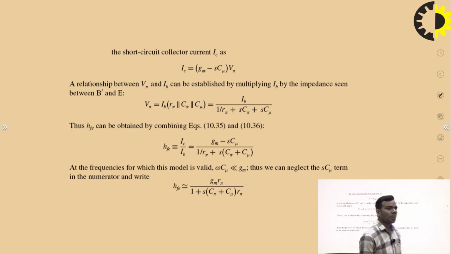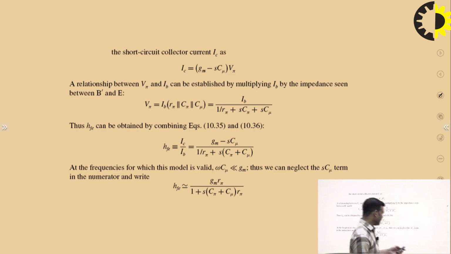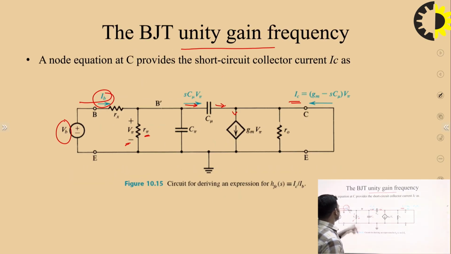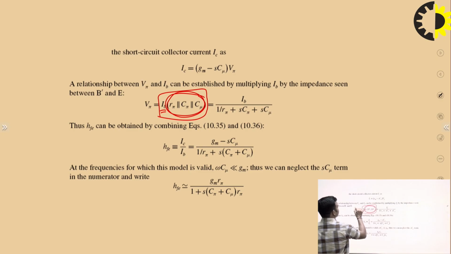Now let us find the relationship between V pi and IB. It can be established by multiplying IB by the impedance seen between B dash and E. If you look here, the impedance between B dash and E consists of R pi, C pi and C mu, and these three are in parallel. So the equivalent impedance of these three should be multiplied by IB, and if we do this multiplication, we can easily obtain V pi.